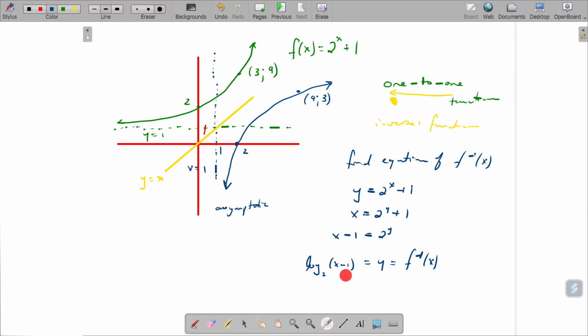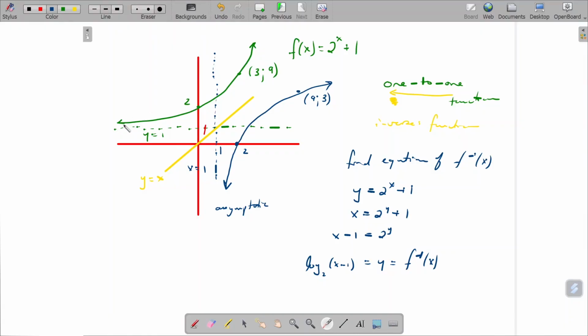Now, how does this fit in with other pieces of graphs that we know? Well, if we think about it, what does the minus 1 over here do to the function? Well, doesn't that minus 1 mean you move everything to the right 1 unit? Or as you're looking at it, to the right 1 unit? Okay, so therefore, what we've got here is consistent with other pieces of graphing that we've done.